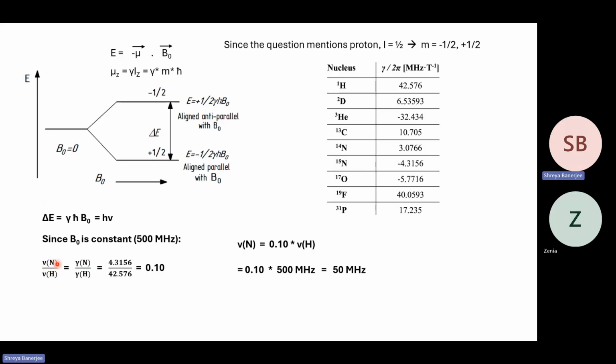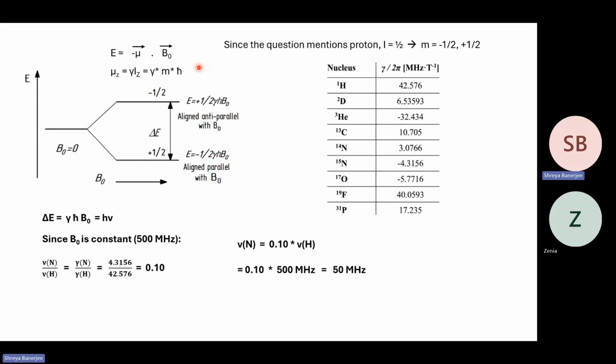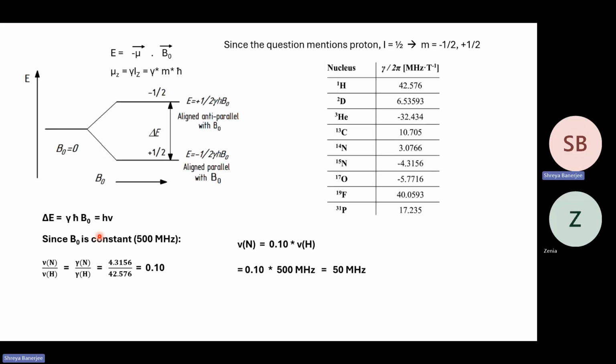So the frequency of nitrogen is 0.1 times the frequency of hydrogen. And we have been told the frequency of hydrogen is 500 megahertz. So 0.1 into 500, nitrogen will be around 50 megahertz. That is option D. So here again, you don't have to memorize the exact gyromagnetic ratio. You can just remember that compared to 15N, 1H has 10 times the gyromagnetic ratio.